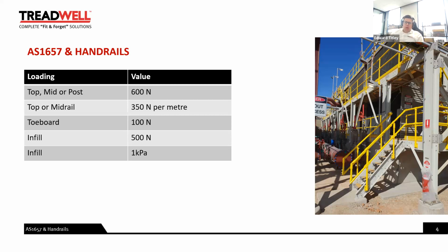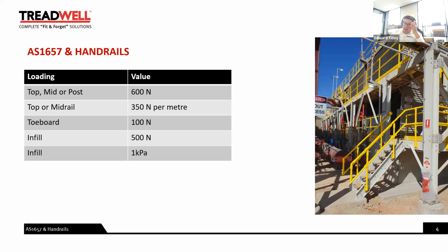Also on the top or mid rail, 350 newtons per meter as a line load, if you like, and then 100 newtons on the toe board. As I said, these have all got deflection limits. And then on the infill, if it's applicable, 500 newtons as a concentrated load and a UDL of 1 kPa. Now, that all seems fairly straightforward.